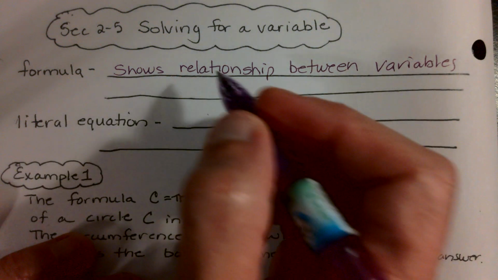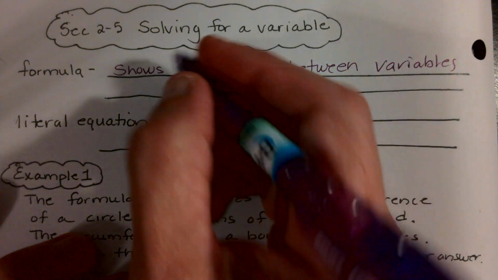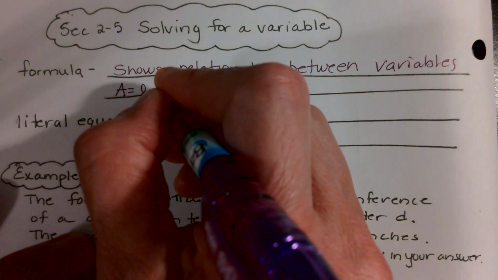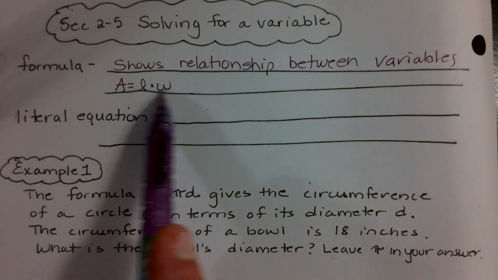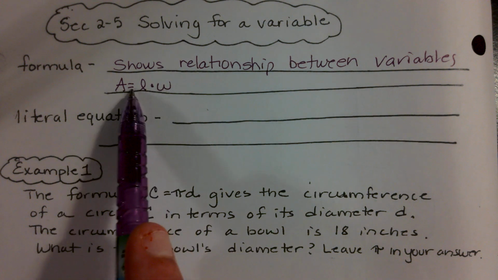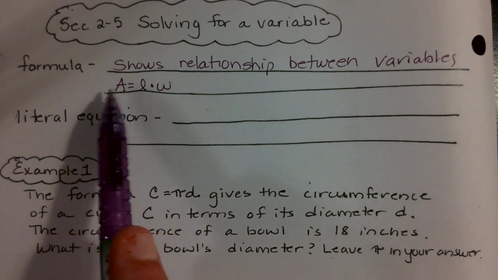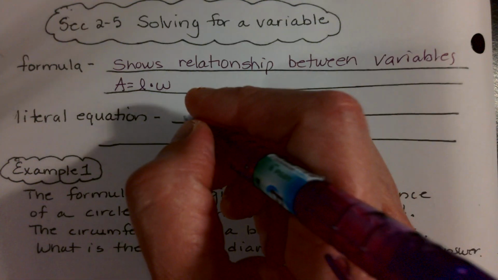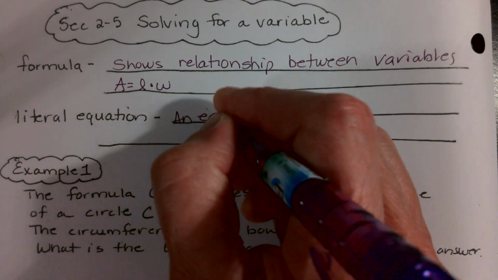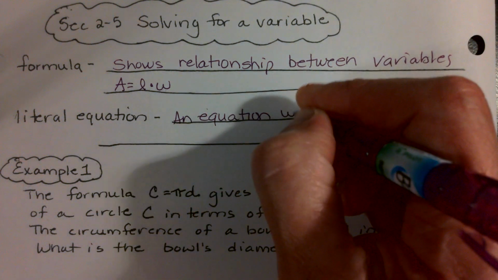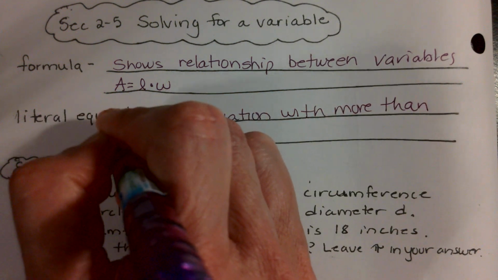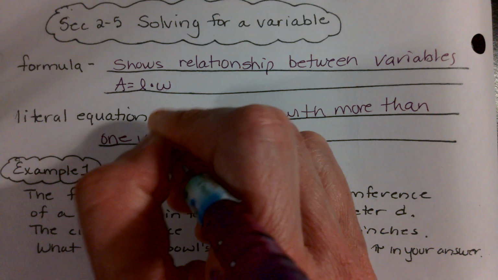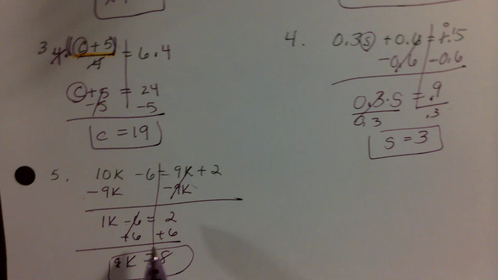So let's say we talk about the area of a rectangle. Area of a rectangle is length times width. That's a formula. It shows a relationship. It tells you that when you take a length and a width of a rectangle and multiply them, that's going to be equal to the area. So it's a relationship. A literal equation is an equation, again, an equation has an equal sign, with more than one variable. So I don't mean, just to be clear, something like this.